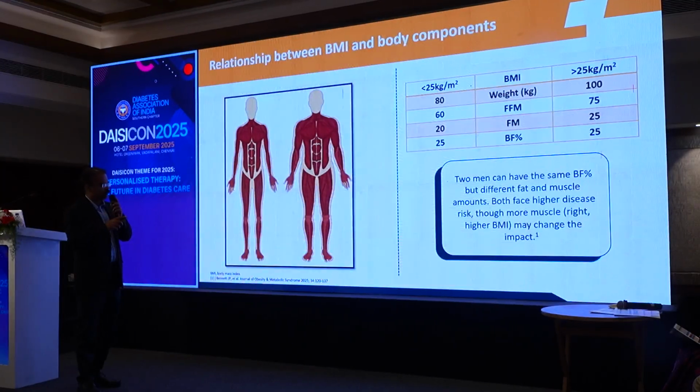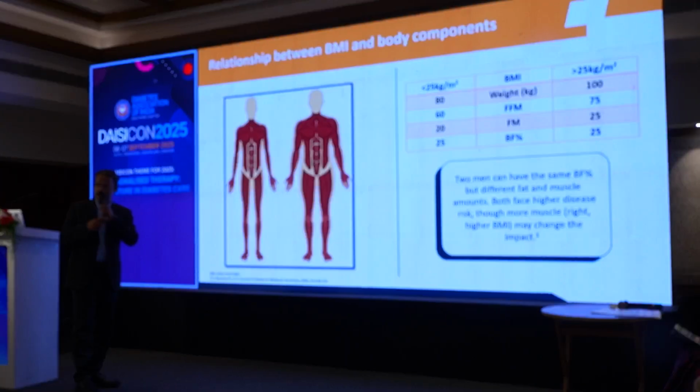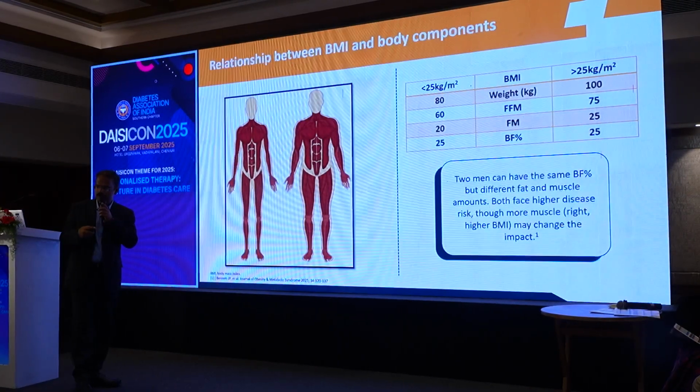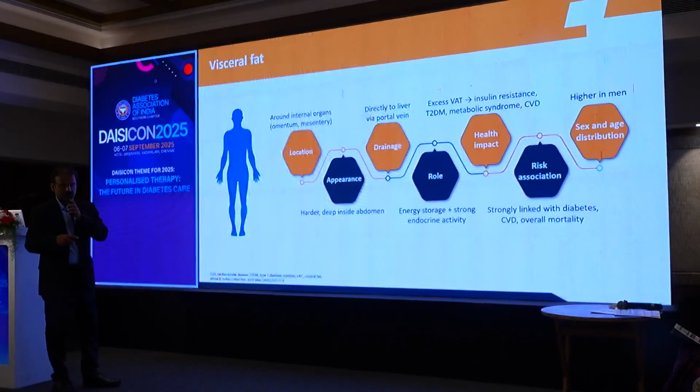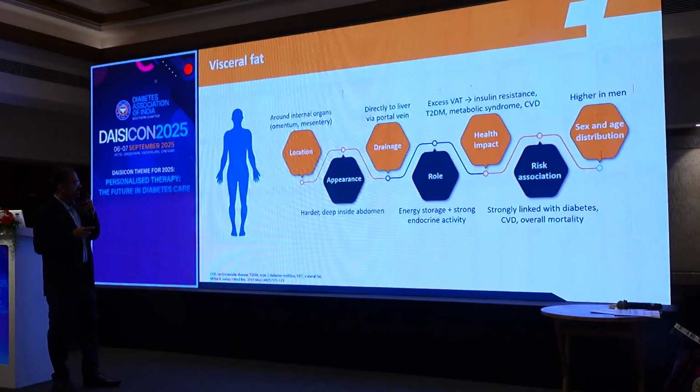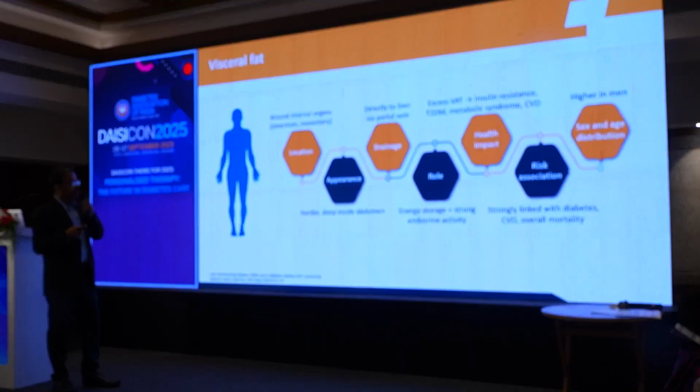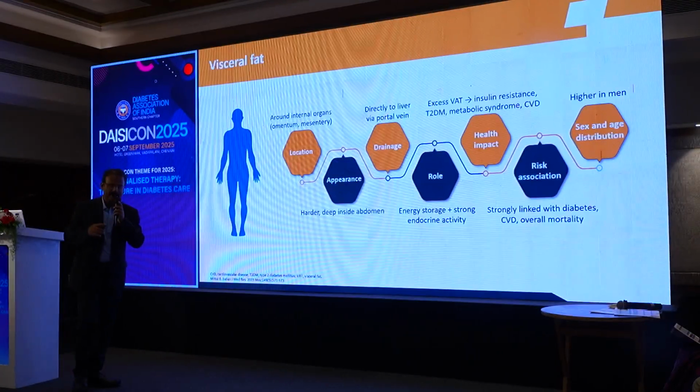Since there is an increase in body fat index, both these persons are more prone to develop cardiovascular disease, even with a lower BMI. And this is visceral fat. It is usually around the internal organs. It is related to the liver. Its main function is to store energy, and it also has a strong endocrine activity.